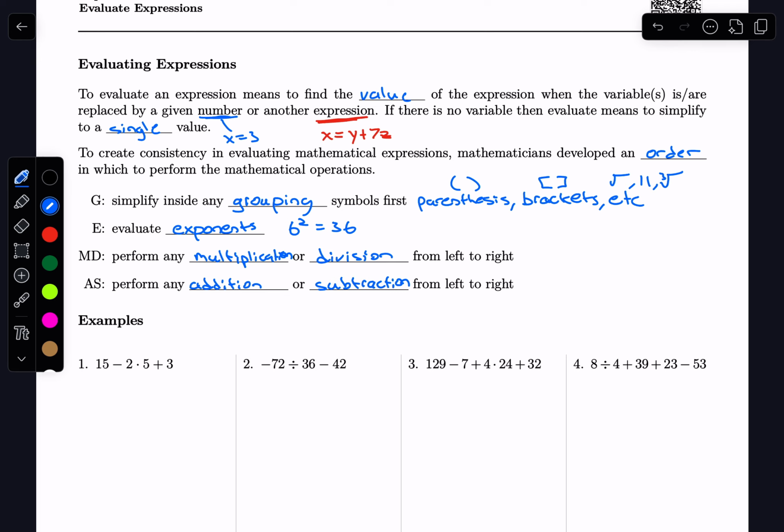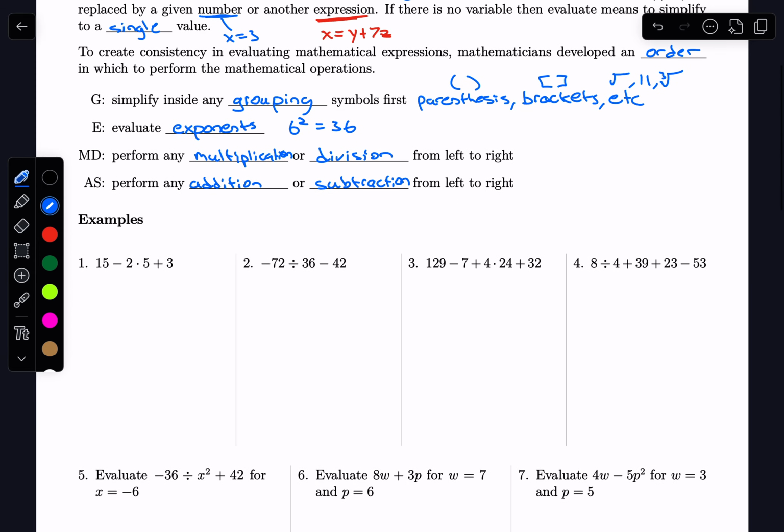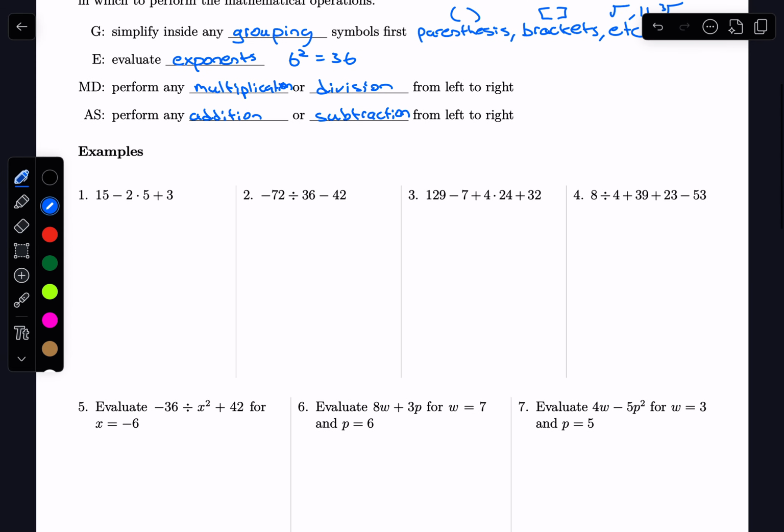So now let's actually go ahead and put this into practice. Number 1, it says 15 minus 2 times 5 plus 3. So what you want to do is go through the list that we had right above, G, E, M, D, A, S. So is there any grouping symbols? No, I don't see any parentheses. I don't see any brackets. I don't even need to worry about that. There is also no exponents.